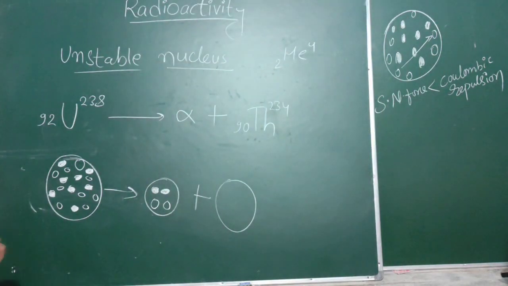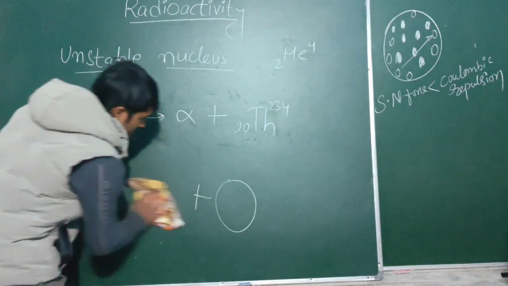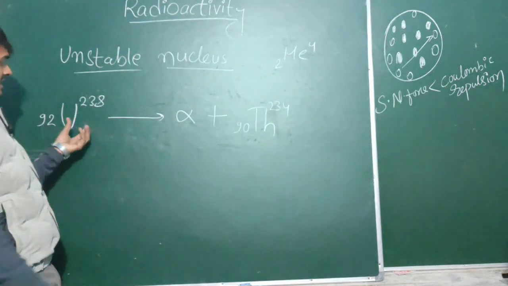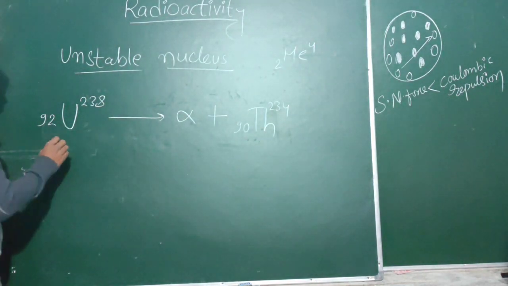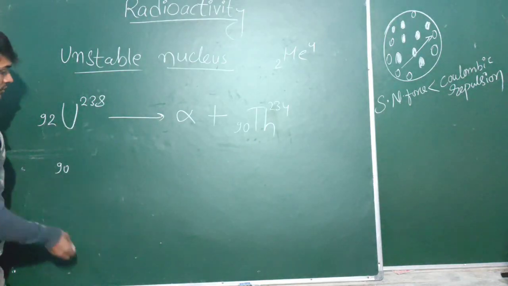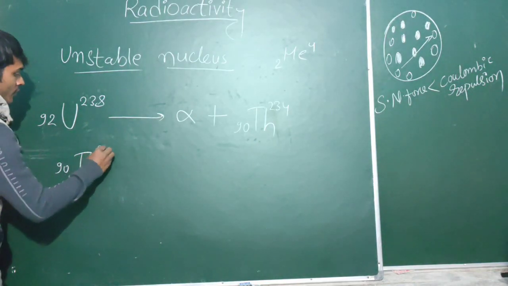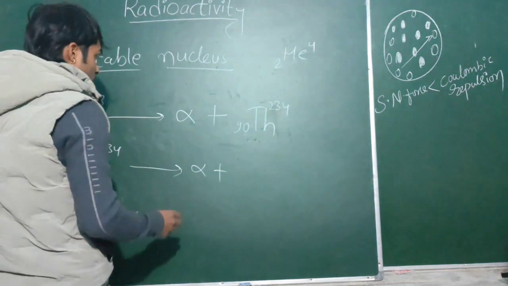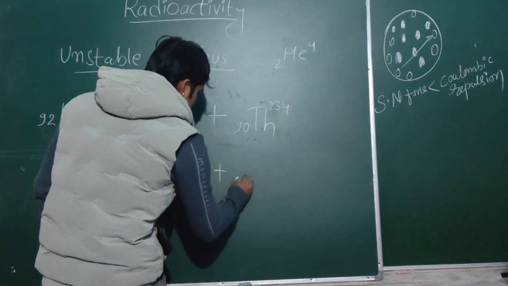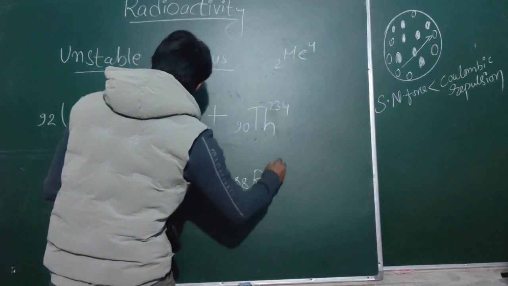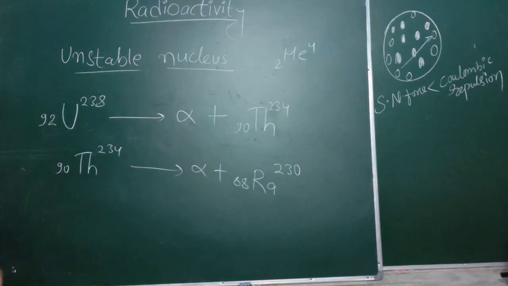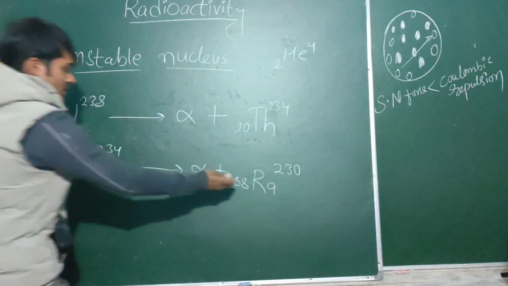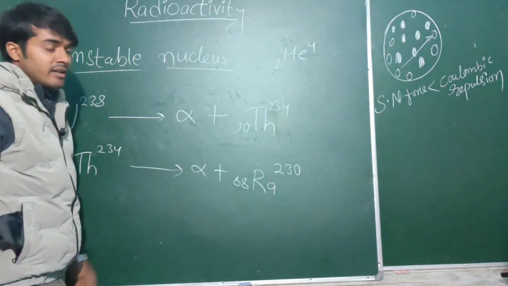But one thing we should focus on: thorium is itself a radioactive nucleus, but it is more stable than uranium 238. So it is possible that this thorium will further disintegrate, after emitting an alpha particle, into radium. So thorium is emitting an alpha particle and becoming radium, and radium is also a radioactive, unstable nucleus.